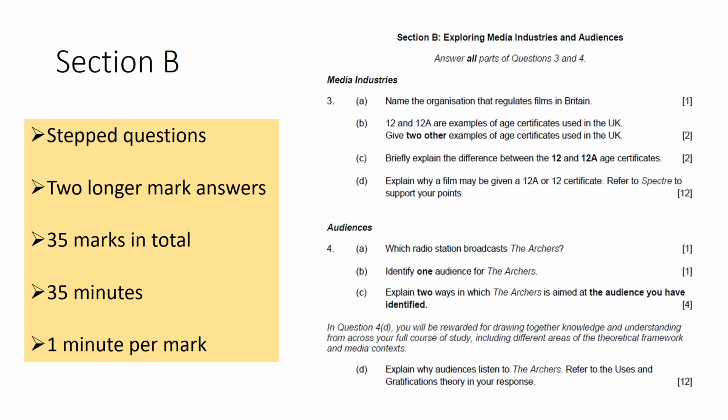Now, uses and gratifications theory is one of the 2 theories that you might specifically get asked about in the GCSE exam, the other being Propp's character types. Now, you're really only likely to get asked about Propp's character types in reference to the film posters. That's really the only text to which Propp might apply. But uses and gratifications can be applied to any of the set texts. And here they're asking you to consider why audiences listen to the Archers, and you must refer to the theory in your response.